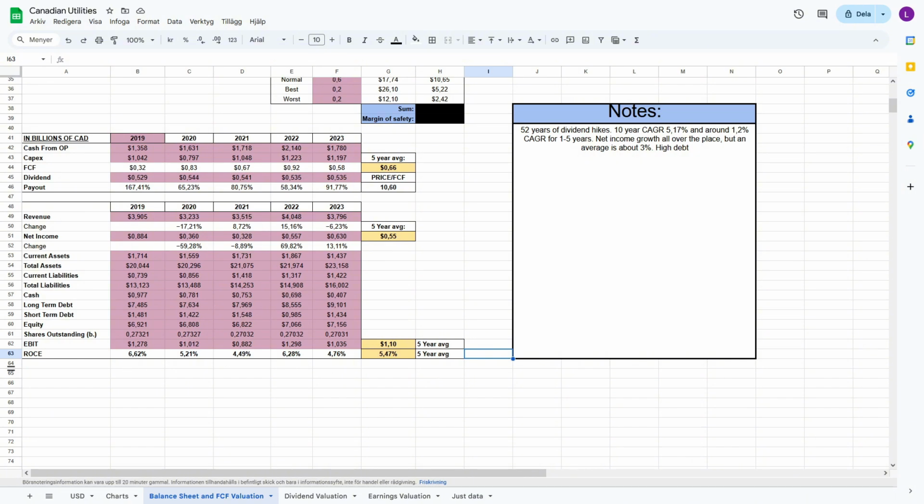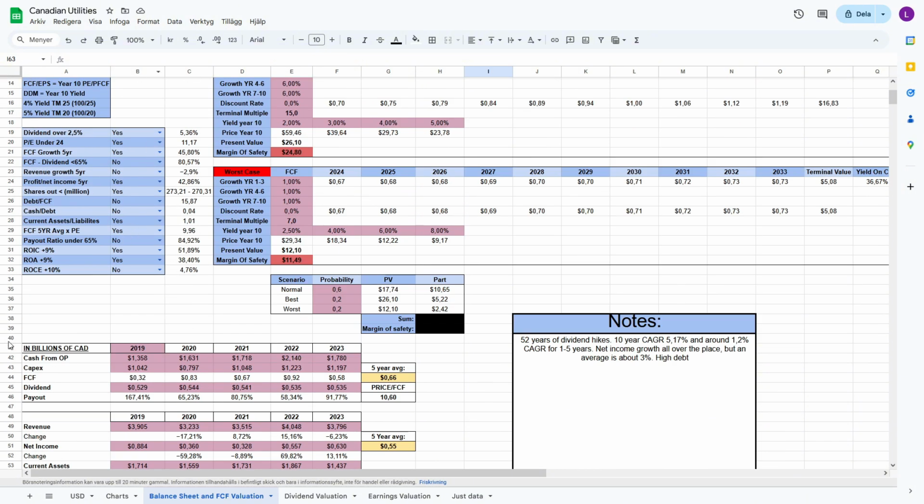If we take a look at the metrics here, I have a sort of summary here. So dividend over 2.5%, yes. PE under 24, yes. Free cash flow growth, yes, and so on. Now what I did here is to divide the debt with the 5-year average cash flow to see how many years it would take to pay it off. About 16 years. Yikes. That's with all the cash flow going to repay the debt, without interest.